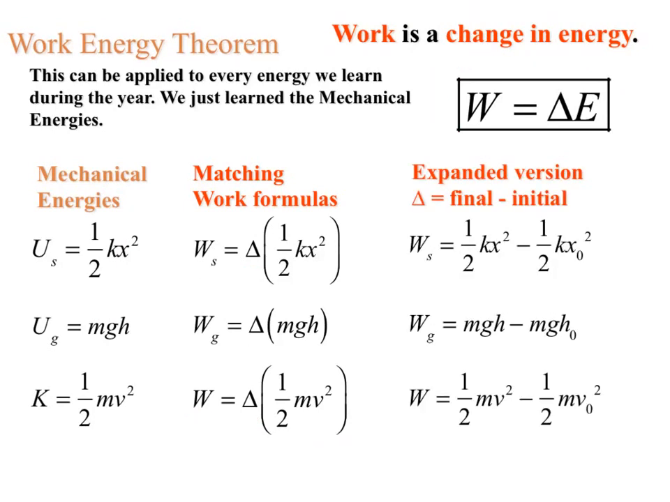Now remember that delta does mean final minus initial, so when I write that out completely, it is our energy at one stretch length minus our energy at our initial stretch length, or our energy at some height minus the energy at our initial height, or our final kinetic energy minus our initial kinetic energy.